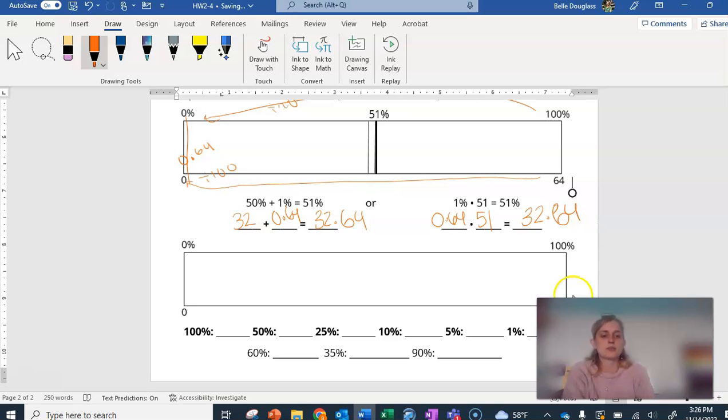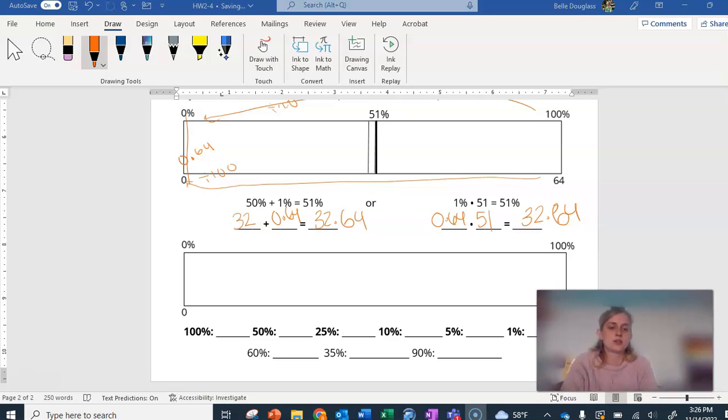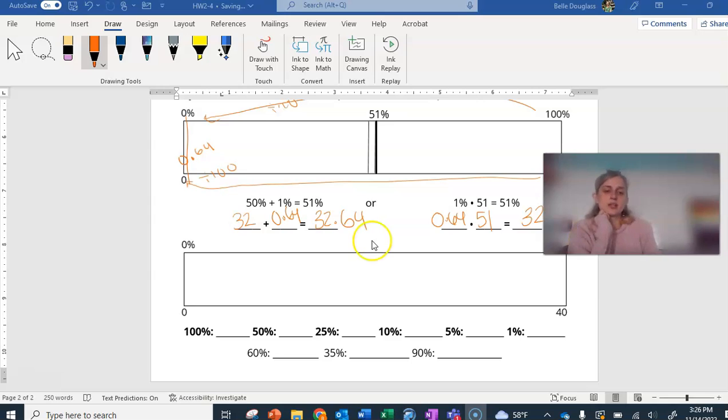So this bottom one is out of 40. If 100% is 40, you're going to find 50%. 100 divided by 2 is 50. 40 divided by 2 is your answer for 50%. You got to write it right here. Then you'd cut it in half again and find 25%.